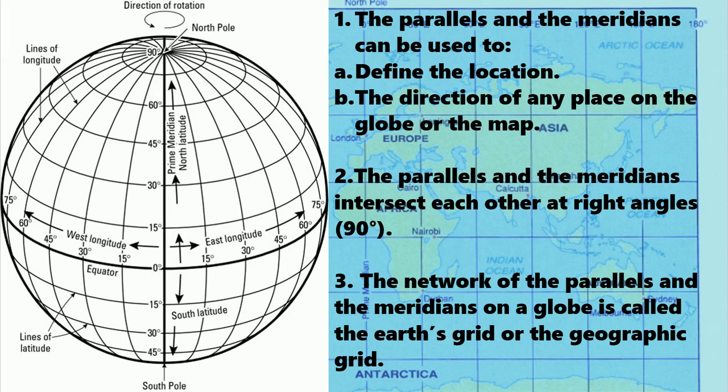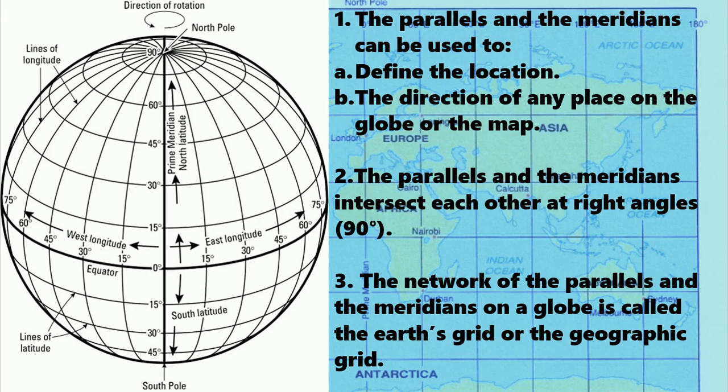See what is written over here. The parallels and the meridians can be used to define the location, and also the direction. As you can see here, it is written west longitude, east longitude, north latitude, south latitude. So it also tells us the direction in which that place is located. Other than that, the parallels and the meridians intersect each other at right angles, at 90 degrees.